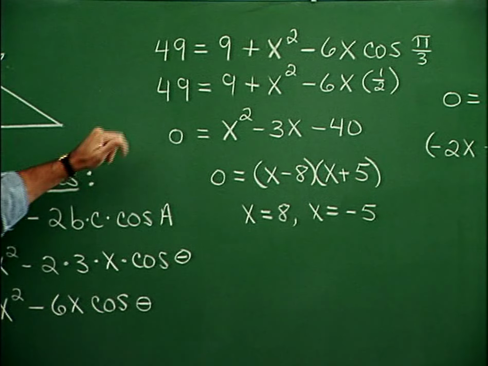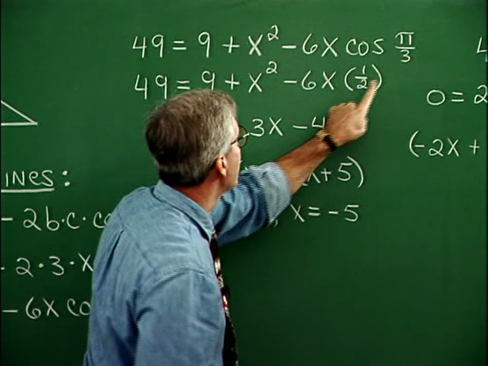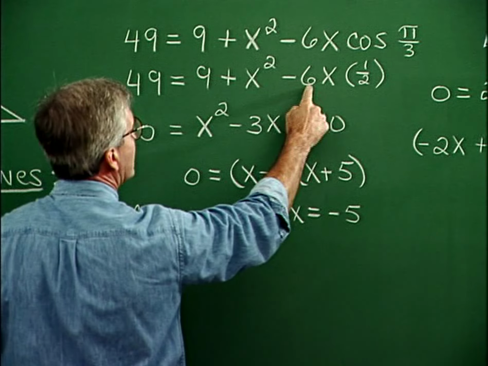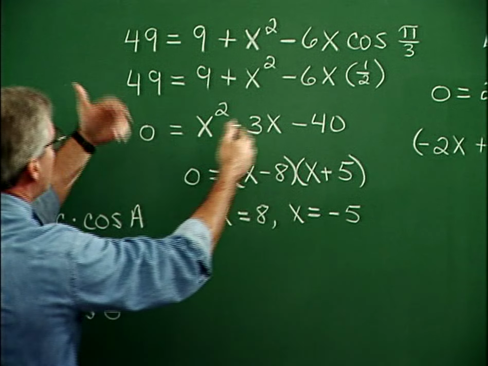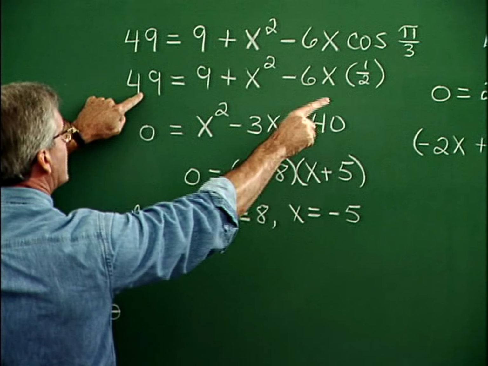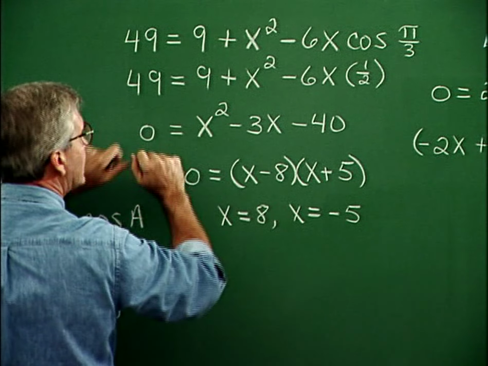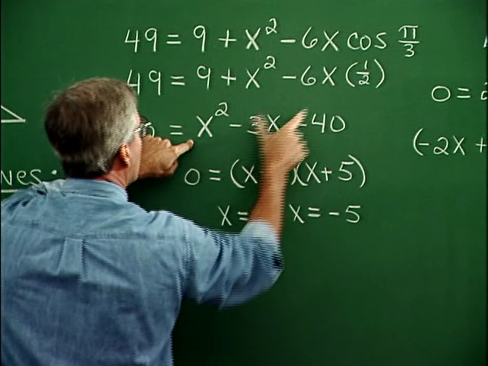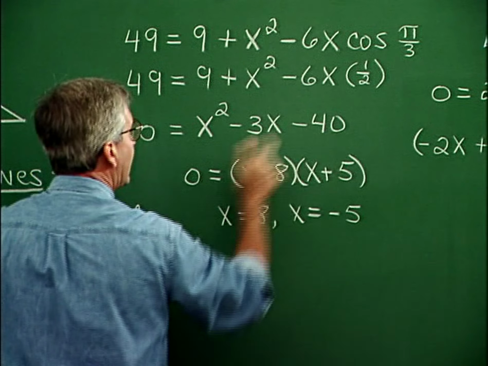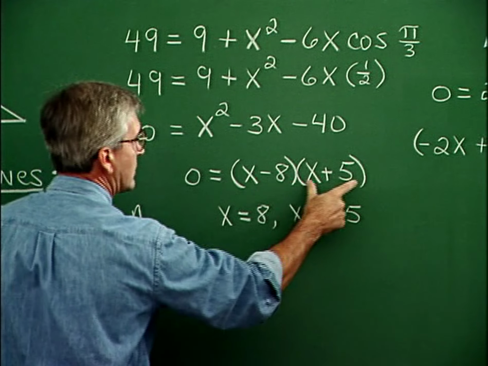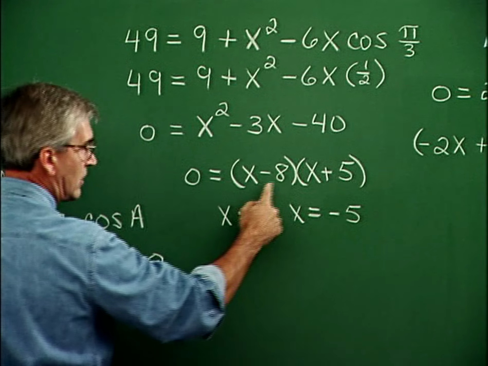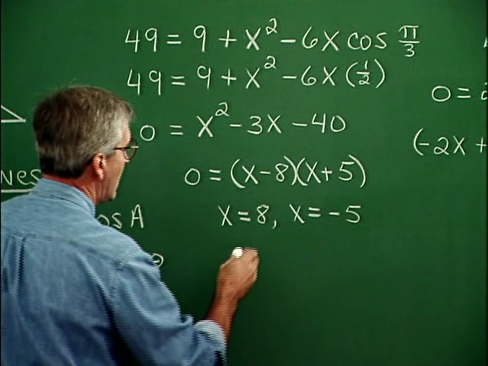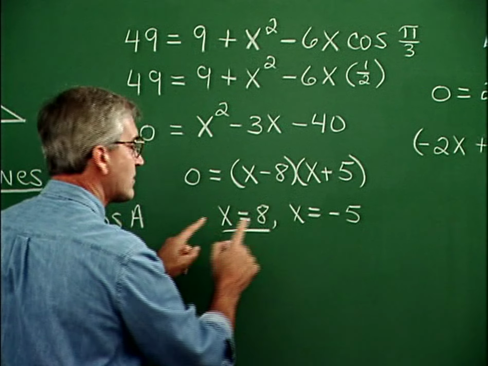So here we go. Cosine pi over 3 is 1/2. And then 1/2 of the 6 is 3, so we have minus 3x here. Manipulating a bit, throwing the 49 to that side, we get negative 40 when collected with the 9 that's already over there. I'm bringing down the x first, and this becomes the minus 3x, and these two give us the negative 40. Factoring, we get x minus 8 times x plus 5. The values of x that cause each factor to become 0 are 8 and negative 5. Now, since x is a distance, the only one that makes sense is the positive value, so x is 8.